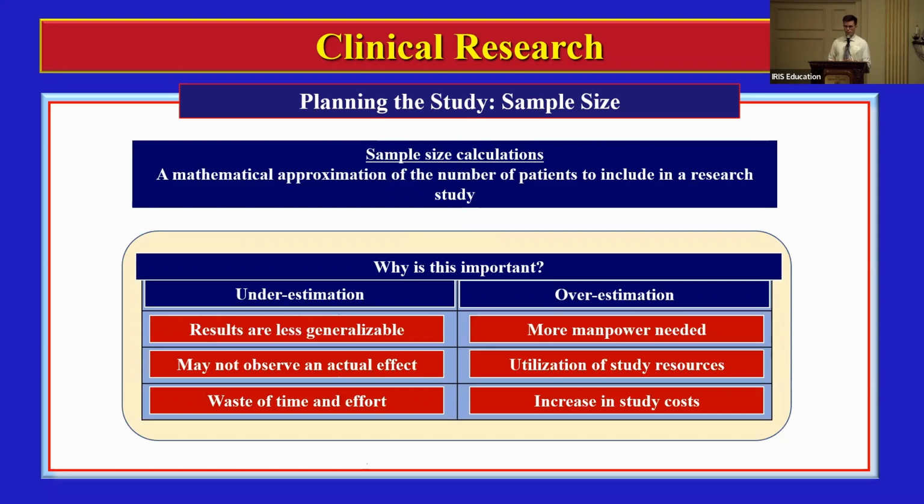So by definition, a sample size calculation is just a mathematical way to approximate the number of patients that you want to include in your research study to observe the effect that you're interested in. And so why is this important? Well, if we underestimate our sample size, then our results may not generalize to our target population. And we may not observe that effect that we're interested in. And it could end up just being a waste of time and effort after we've completed our study. If we overestimate our sample size, then it's going to require more manpower to do the study. We're going to utilize more study resources, and overall, we're going to increase the study costs.